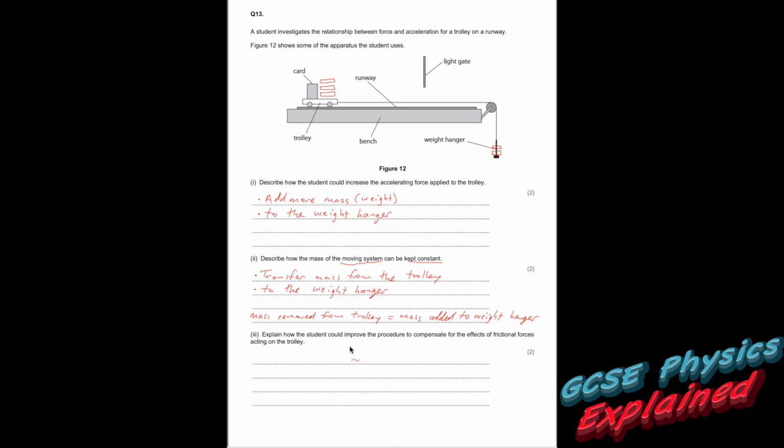Part 3. Explain how the student could improve the procedure to compensate for the effects of frictional forces acting on the trolley. Right, if you're going to get an accurate value for the acceleration, we need to make sure the trolley's not experiencing friction. So what you do, take the weight hanger off, right? Disconnect the string from the trolley. And then if you just raise this little thing here, it's actually a ramp, right? They haven't labelled it ramp, otherwise you'd be able to answer this easily, wouldn't you? So if you just raise that ramp so that this trolley, when it's not connected to anything, just starts to roll, then basically that means you've got rid of frictional forces acting on the trolley.